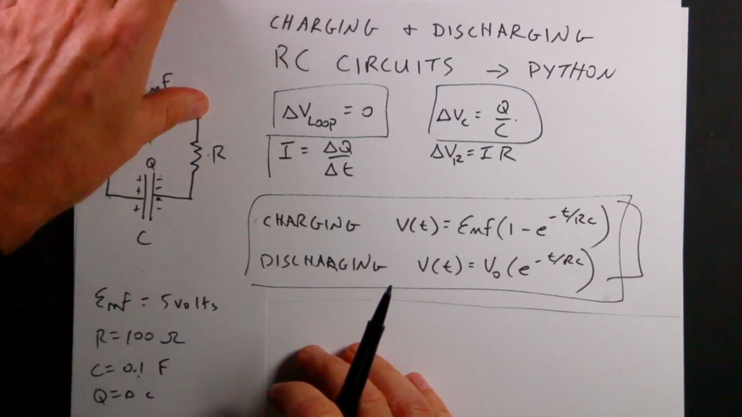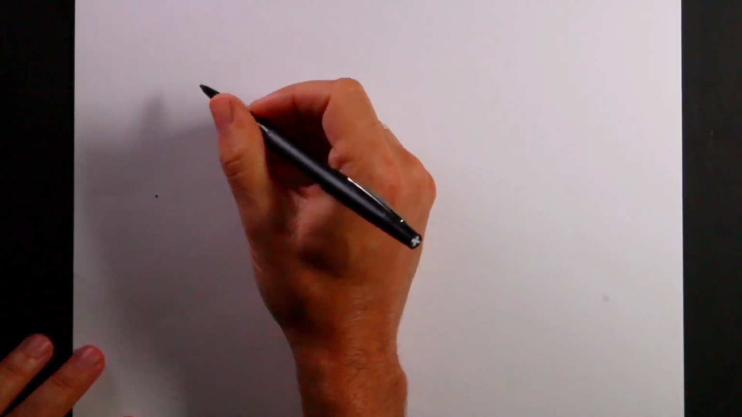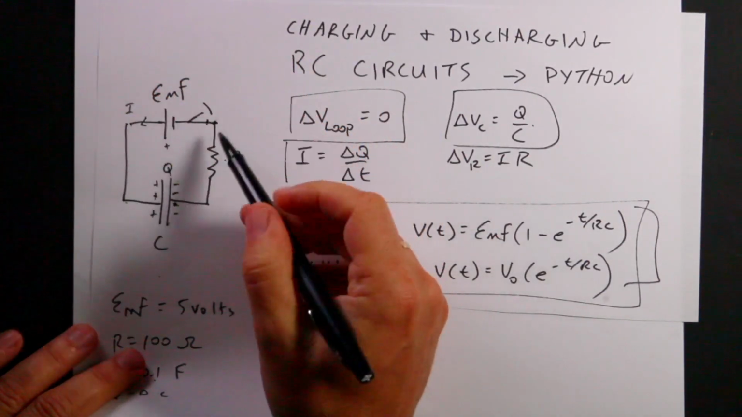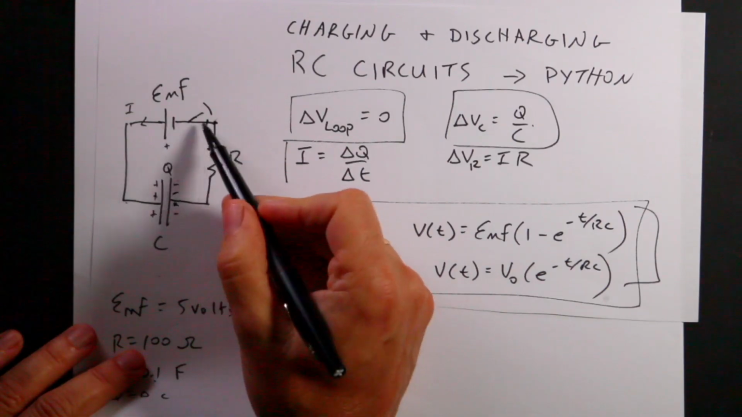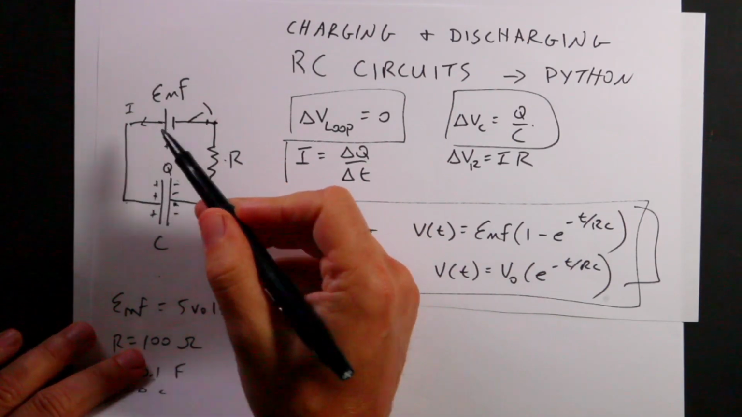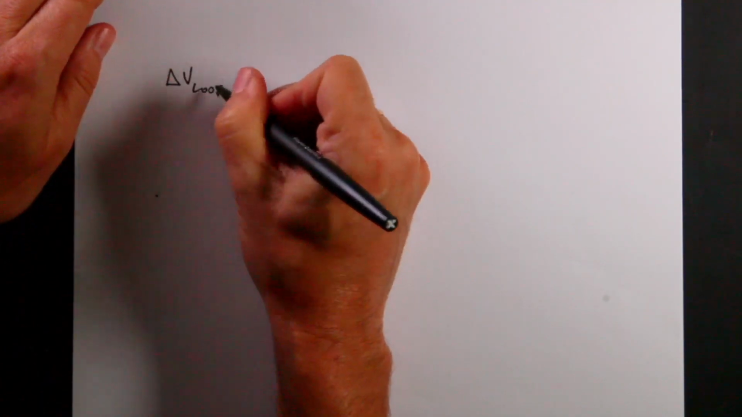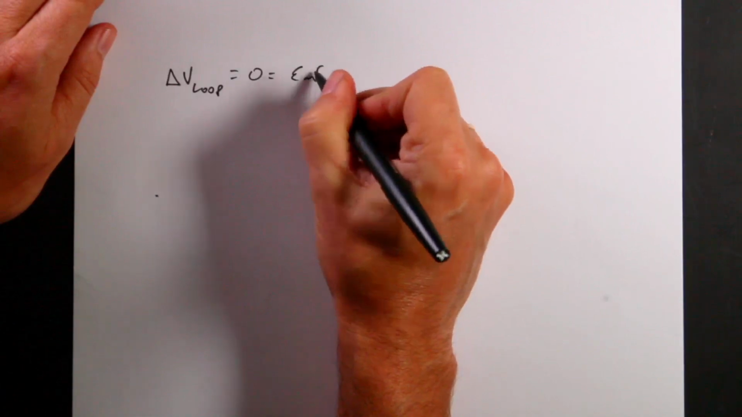Okay, so let's write down the loop rule, which I wrote right here and I cut it, you see. If I go around this circuit starting from here, the first thing I get is going across the battery. That's the plus side of the battery, and that's the minus. So I'm going to have a positive change in potential of EMF. So delta V loop equals 0 equals EMF.